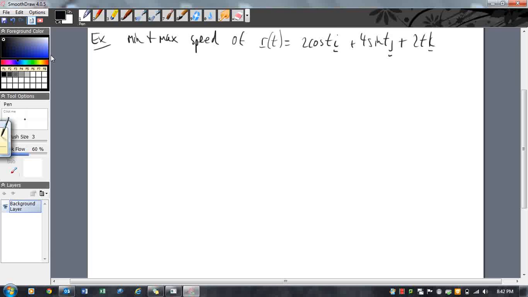Firstly, we want to find speed, so we need the velocity. So our velocity r dot t is equal to, let's take the derivative. Derivative of cos is negative sine, so it's going to be negative 2 sine t i plus derivative of 4 sine. Sine goes to cos, so we're going to get plus 4 cos t j plus derivative of 2t is 2. So that's k, plus 2k. There we go.